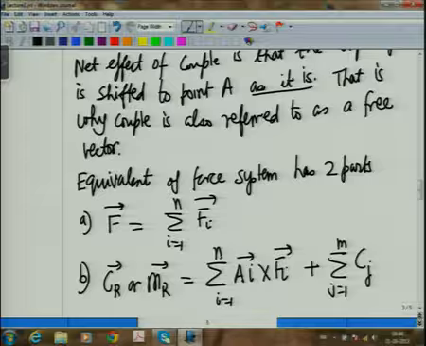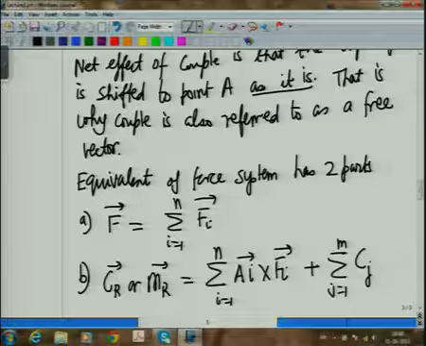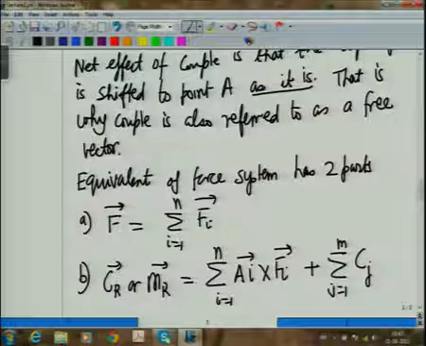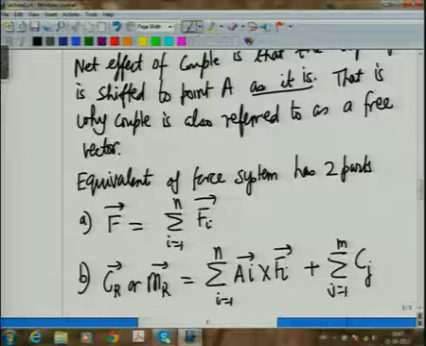Now from this, next comes the concept of what we call the simplest result. What we have shown so far is that we can shift things to a point and we will have a single force and a single couple.